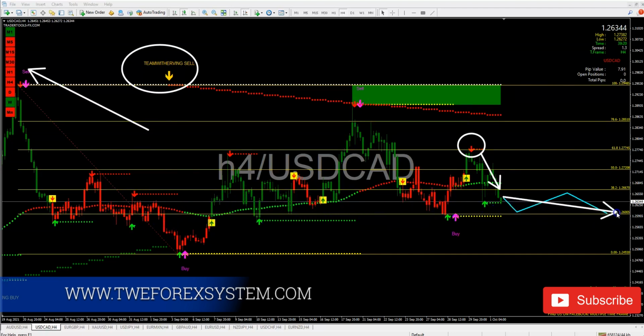So most likely it's going to come back to your 23.6 Fibonacci line. From there, the market is going to do a small retracement, making this sell position stronger. Then finally, the market is going to continue in a sell position. What do you guys think?